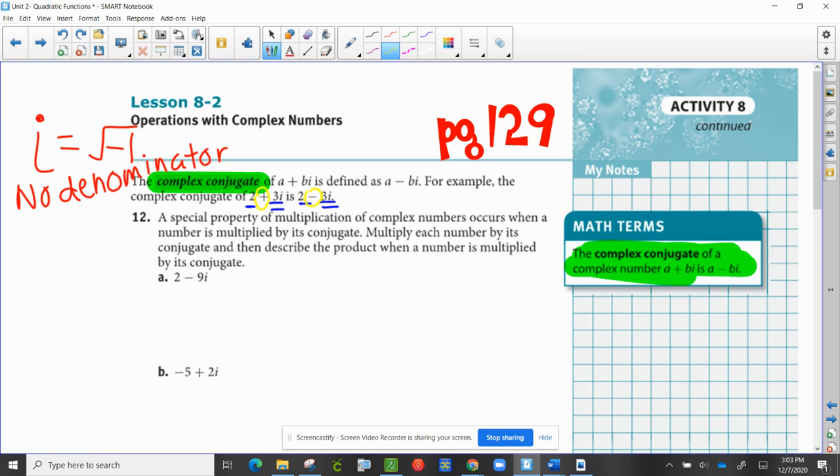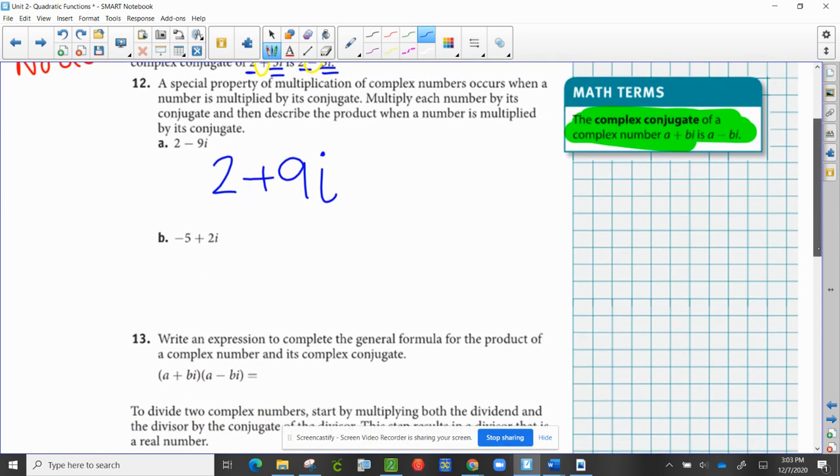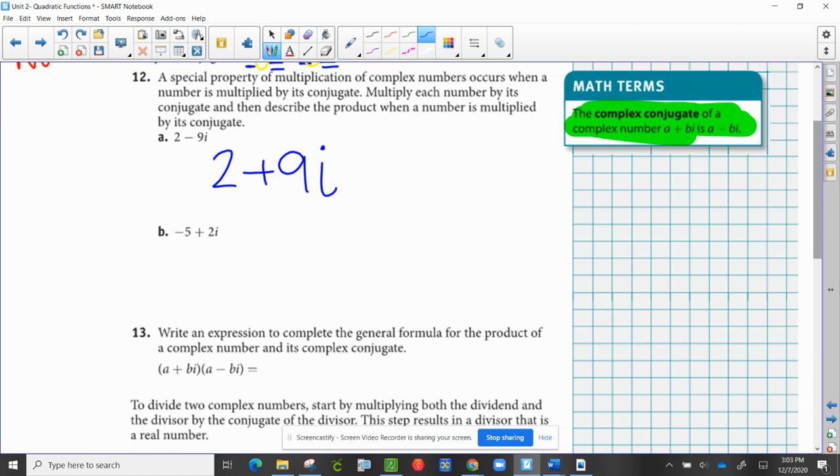Okay, so for example, in number 12 here, 12a gives us this complex number, 2 minus 9i. So its conjugate would be 2 plus 9i. So again, everything stays the exact same. You just flip the sign of the number. So what would the complex conjugate be if we had, for b, -5 plus 2i? Well, in this case, hopefully you put -5 minus 2i. So you keep the numbers the exact same. All you do is just switch the sign in the middle.